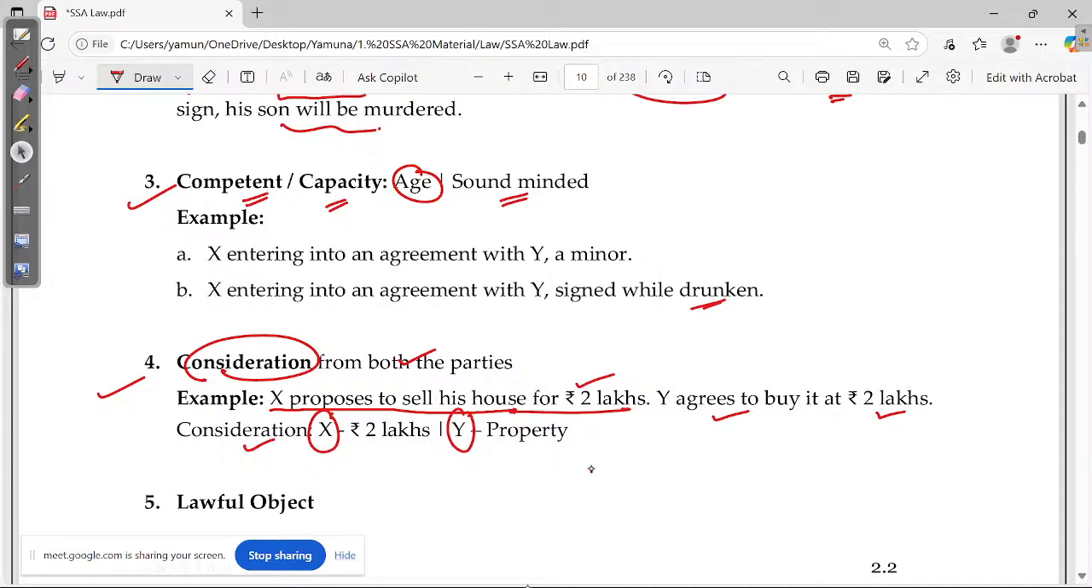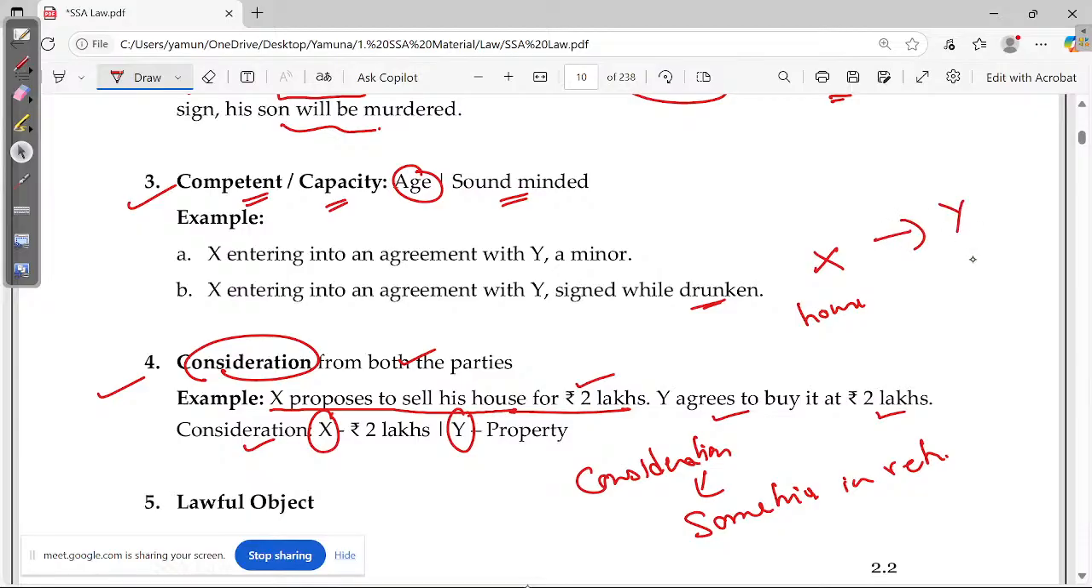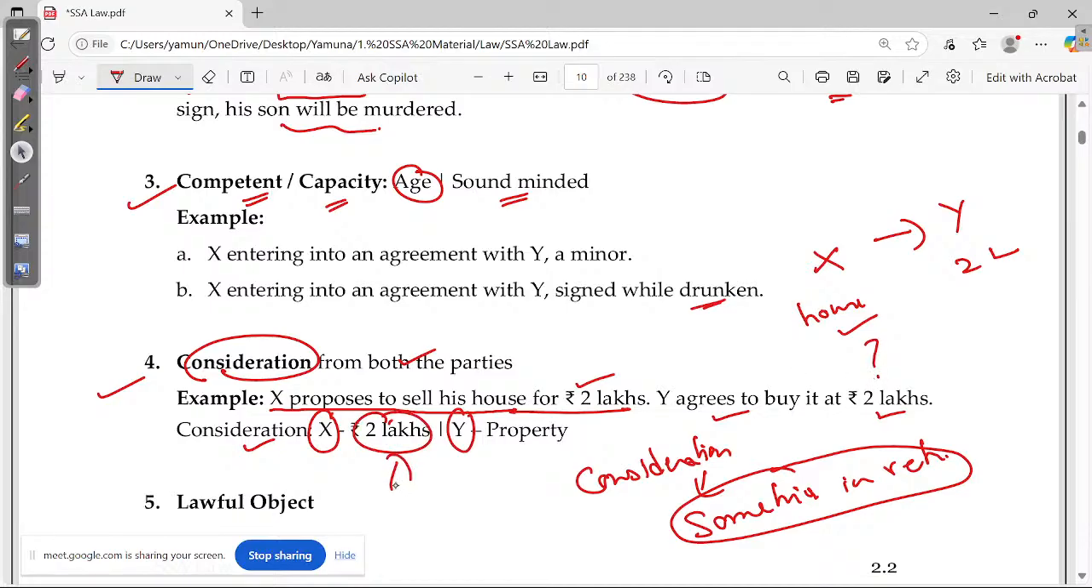Actually, please try to understand what you mean by consideration first of all. What do you mean by consideration, Bob? Yeah, something in return. Anything in return, if I get it, then we say it's a legal agreement. The consideration should be lawful. Here, X is the owner of the house and Y is accepting the house for how much? 2 lakhs. Something in return, which means if X is giving the house, what will X get? 2 lakhs. See, consideration is 2 lakhs.